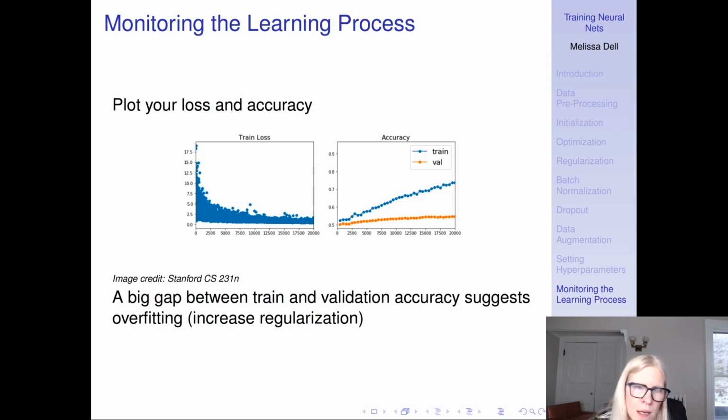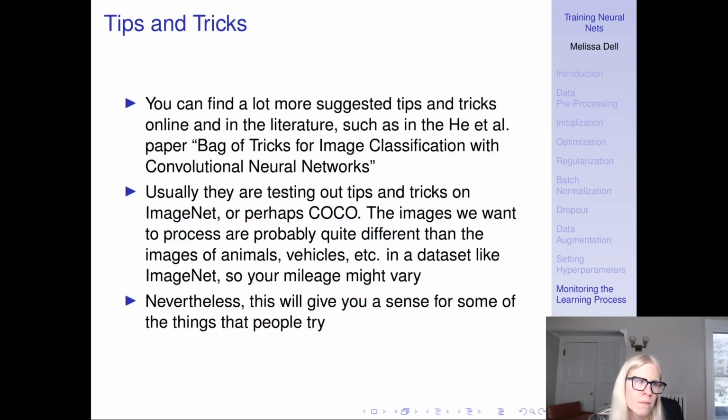All right. And the one other thing that I would recommend with regards to monitoring the learning process is, again, that Weights and Biases has tools that make it much easier to monitor your training runs and keep track of everything that's going on. All right, you can find a lot more suggested tips and tricks online and in the literature. For example, there's a paper, Bag of Tricks for Image Classification with Convolutional Neural Networks, that has some helpful rules of thumb. These rules of thumb may be directed at ImageNet. Your mileage may vary on something else, but they can still be helpful to keep in mind.